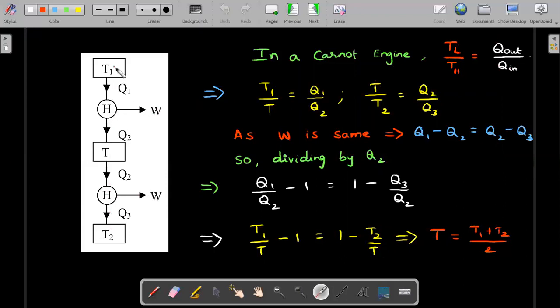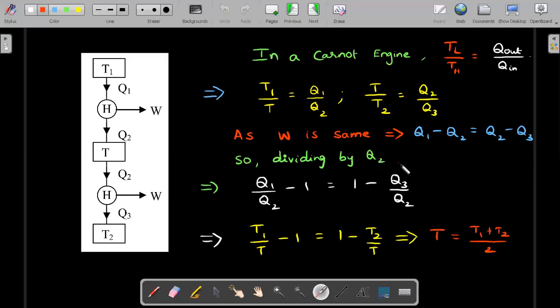So for the first one, this being higher, therefore T1 divided by this lower T is Q1, which is the value of the input, divided by Q2, that is the output. Okay, so whereas T divided by T2 is given by Q2 by Q3 for the same discussion. Okay, right? And therefore you end up having W being the same, so Q1 minus Q2 should be equal to Q2 minus Q3, right?